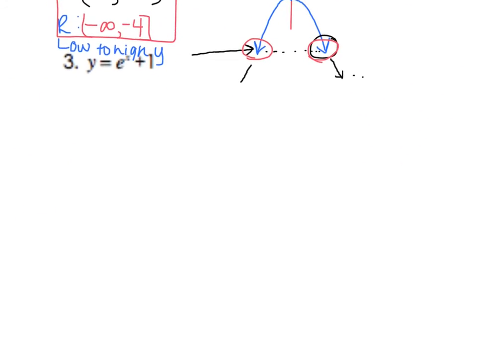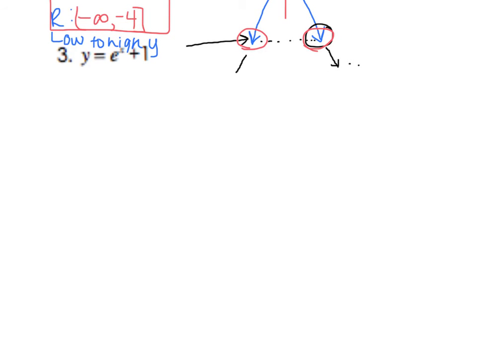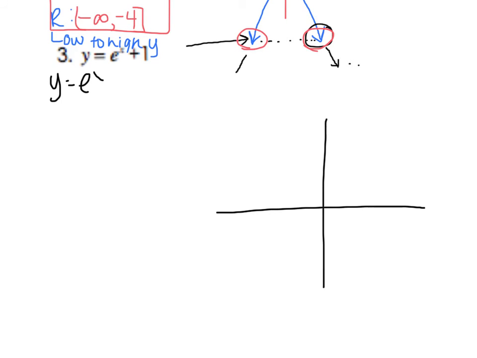Last one that I'll take you through is y equals e to the x plus 1. This is an exponential graph, so it's going to hug the x-axis. Your parent function is y equals e to the x, and it's going to look like this. It's going to hug the x-axis and come up. This 1 on the end tells me I'm going to shift up 1, so it'll look something like this.